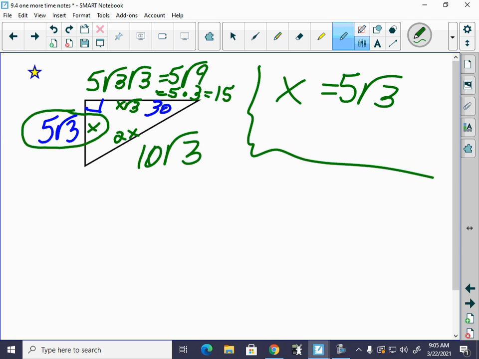If you leave it as 5 square root of 9, I won't take off points on the quiz, but if you remember to give an answer of 5 times 3 equals 15, I'll give you a bonus point.